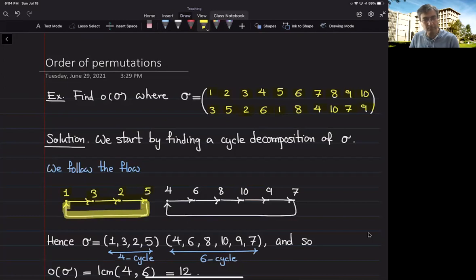Next, I ask myself, what is the smallest number that's missing here? 1, 2, 3, there is no 4. So I write down 4. And again, I follow the flow. 4 is mapped to 6. 6 is mapped to 8. 8 is going to 10. 10 is mapped to 9. 9 is mapped to 7. And 7 is mapped back to 4.